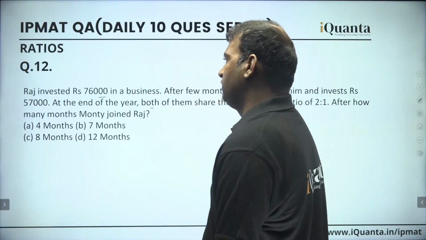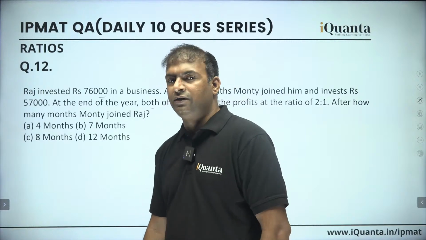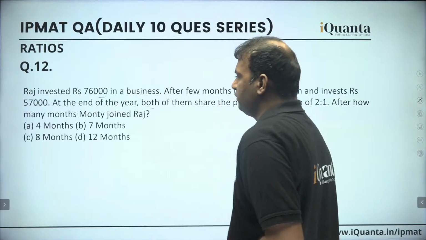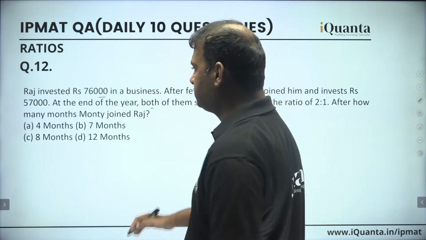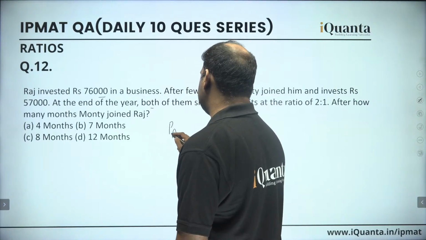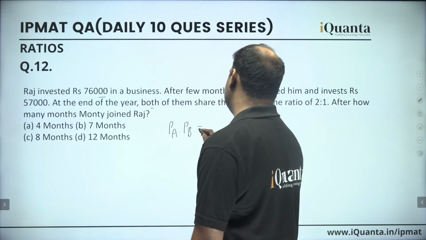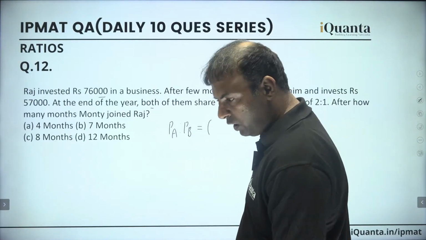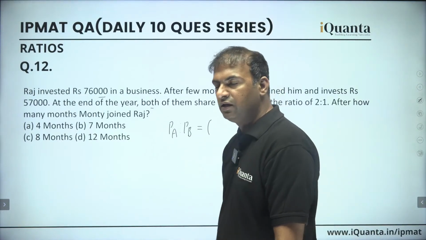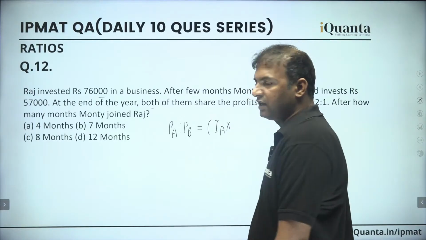Okay guys, first thing, this is another application of ratio. You can call it a different chapter as well, called partnership. There is a very simple concept to solve such questions. What is the concept? Let's say we have two people. The ratio of the profits of two people should be the ratio of the product of their investment and the time period for which they are investing.